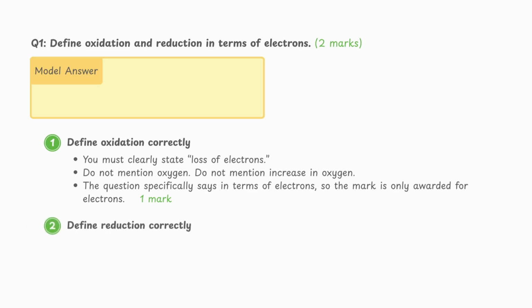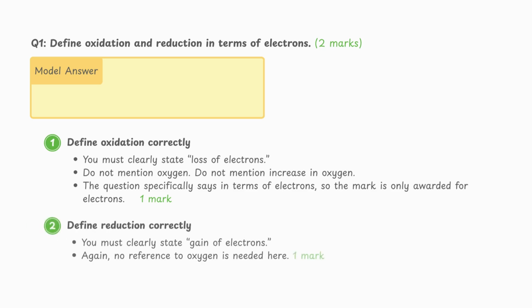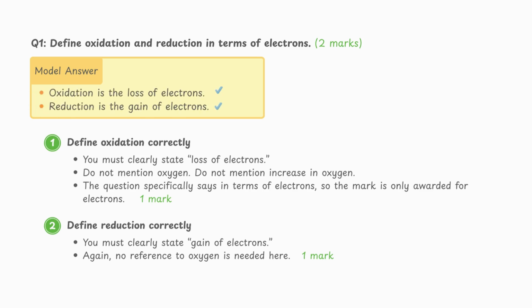For reduction, the correct definition is, reduction is the gain of electrons. Just like with oxidation, you must mention gain of electrons. Again, no need to mention oxygen. So the key points are, oxidation involves losing electrons. Reduction involves gaining electrons.